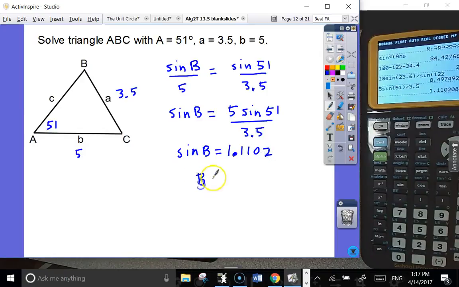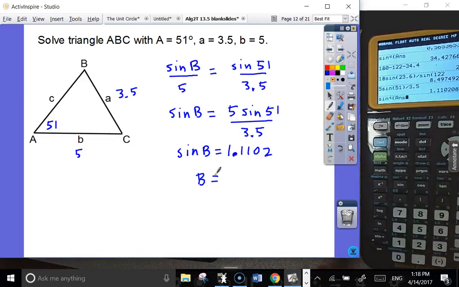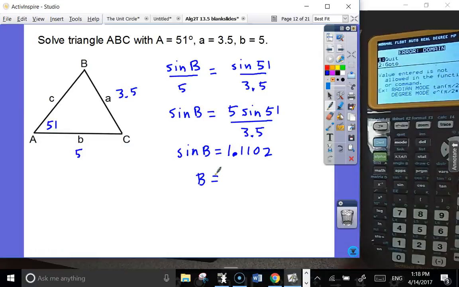Okay, now, again, how do I solve for B when B is inside of the sine? I got to do sine inverse. So I go second, sine, second negative sign to bring up my last answer, and then I get an error. So what's going on? Why would I get an error when I tried to find the sine inverse? Because sine has to be between -1 and 1. We know from the unit circle that it never gets to be more than 1 or less than -1. So you can't take the sine inverse of 1.1102.